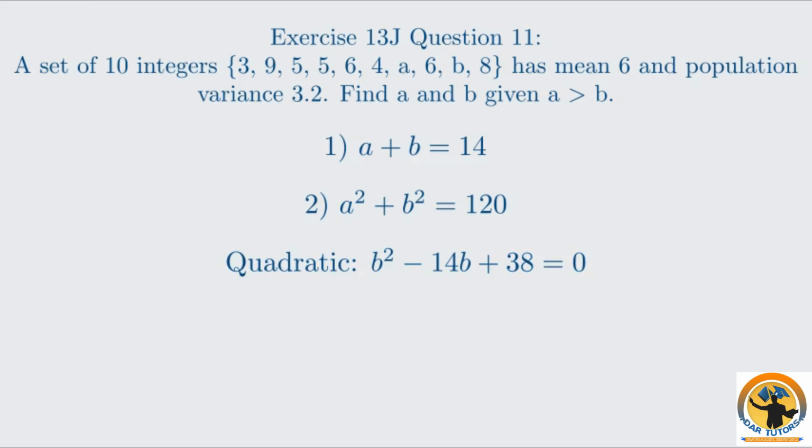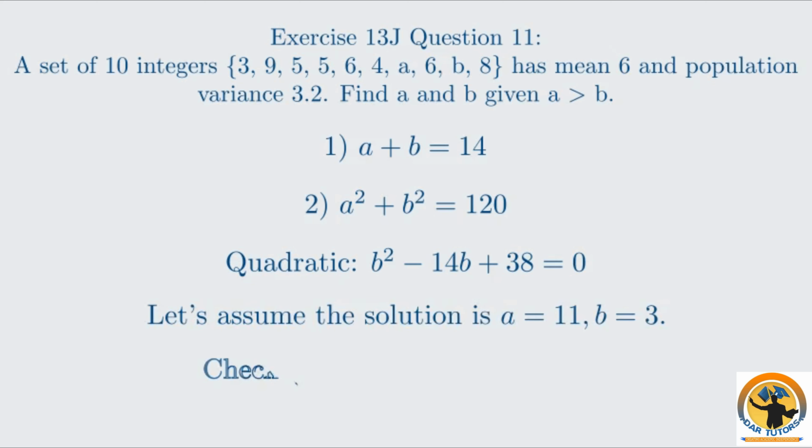This is a good learning point. Sometimes, IB questions contain typos. If you solve it meticulously and don't get a clean answer, it's worth double-checking the source. Let's assume, for the sake of getting an integer answer, that the problem intended for a and b to be 11 and 3. If we assume a equals 11 and b equals 3, then a plus b equals 14, which is correct for the mean.